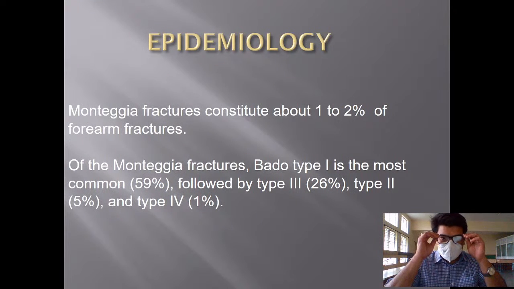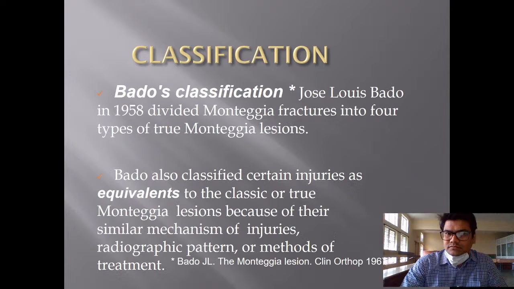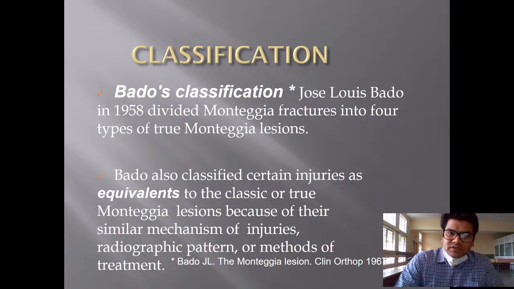Epidemiology: Monteggia fractures constitute around 1 to 2% of forearm fractures. Of the Monteggia fractures, Bado type 1 is the most common, accounting for 59%, followed by type 3 at 26%, type 2 at 5%, and type 4 at 1%. Classification of Monteggia: Bado's classification. Jose Luis Bado in 1958 divided Monteggia fractures into 4 types. Bado classified certain injuries as Monteggia equivalents because of their similar mechanism of injury, X-ray pattern, and method of treatment.